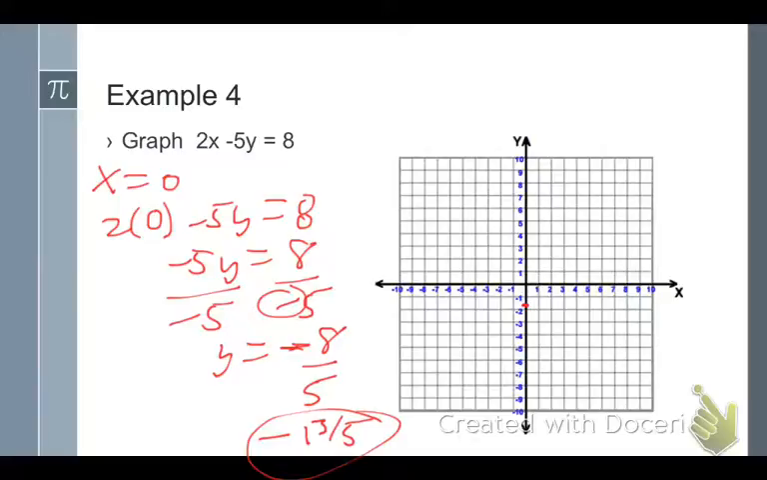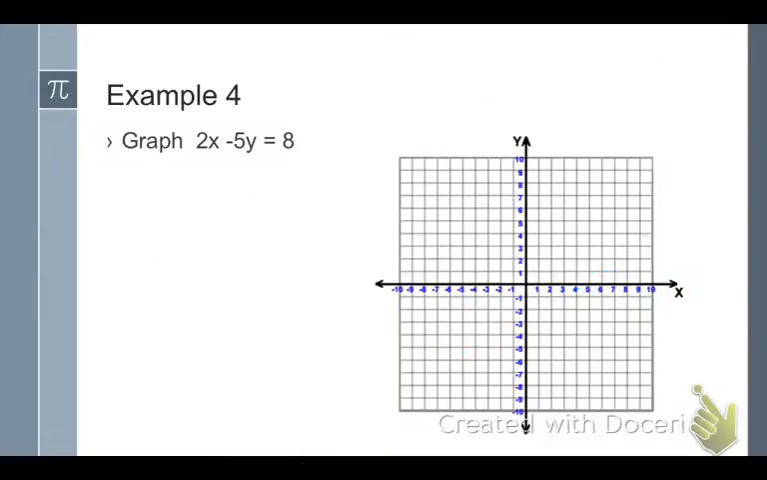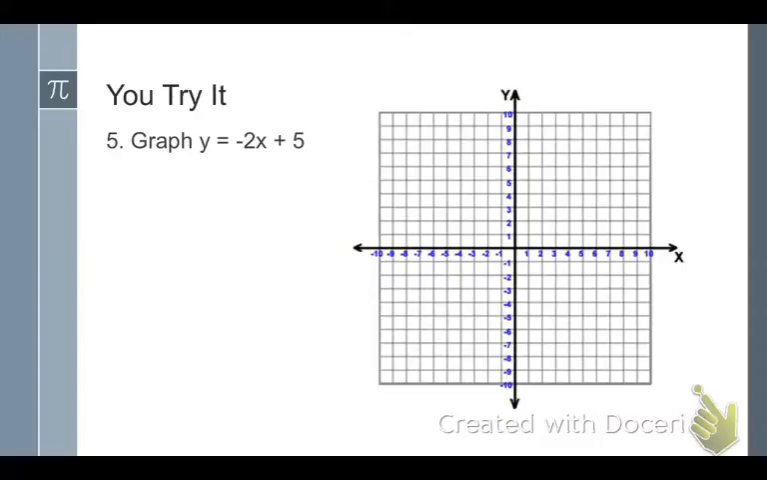And now I'm going to do this over here so I don't have to erase the rest. If I let y equal 0, I get 2x minus 0, because 5 times 0 would be 0, equals 8. I do get x equals 4 for this one. So x equals 4, y equals 0 will be right about there. There's the graph of my line. Okay, you try this one. And then there's several others you try. You can stop, try one, and then come back.